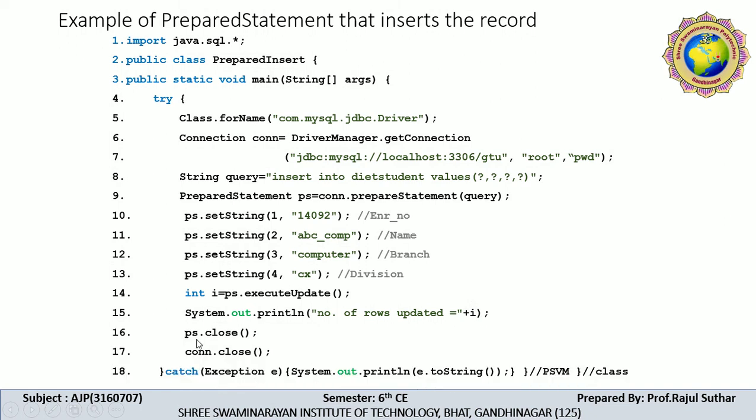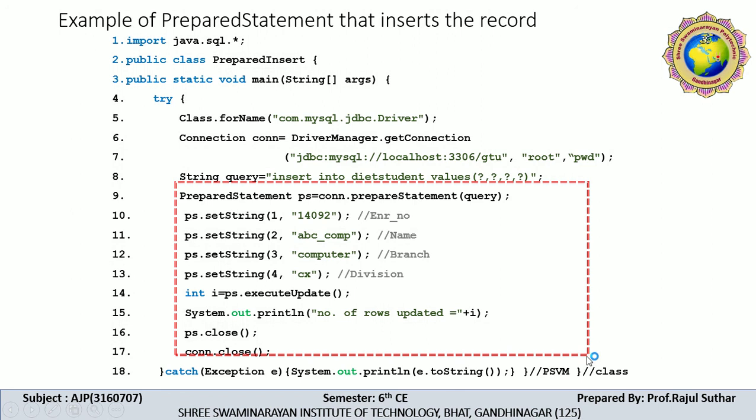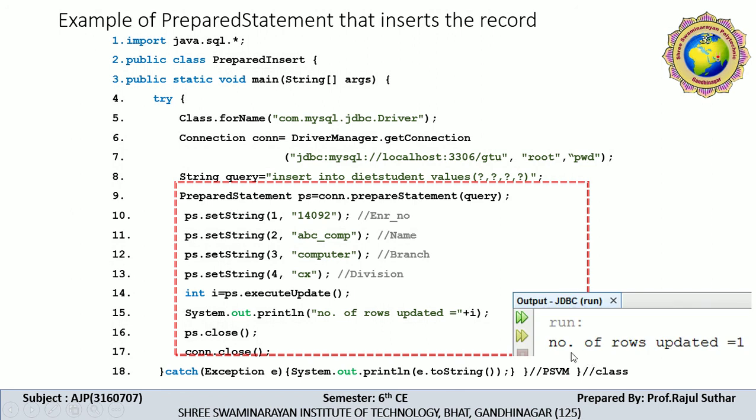We are required to close the connection by using ps.close. ps is nothing but the prepared statement, one object for the prepared statement, and then con.close. We require catch exception e, System.out.println e.toString. So what is the output of this JDBC program? System.out.println represents the output: number of rows updated 1, if one record is inserted.